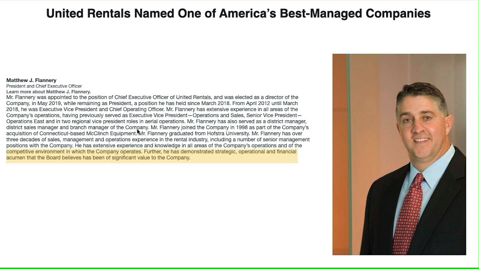Now, we wanted to take a quick look at who the CEO was. His name is Matthew Flannery. He's been in the business for a long time, over 30 years, went to Hofstra University. But I think the most important thing, and if you remember last week we talked about exceptional CEOs, is that their capital allocation skills, their ability to manage the balance sheet, was really the most important thing. So what the board has said here is that he has demonstrated strategic, operational, and financial acumen that the board believes has been a significant value to the company. So he is in the right place as far as knowing what to do.